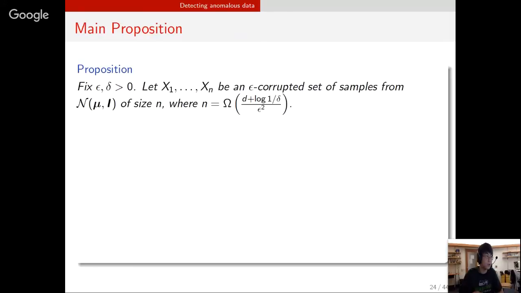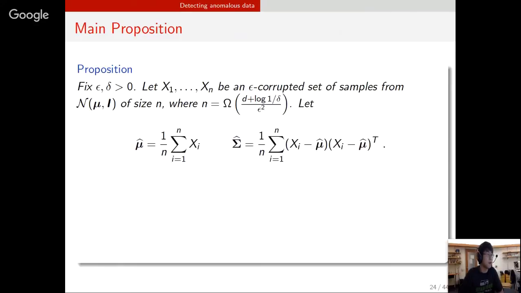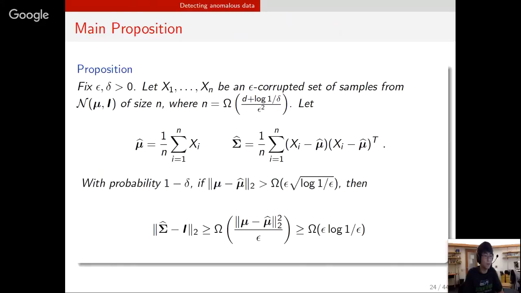So here's the proposition that makes this a bit rigorous. Given an epsilon corrupted set of samples from a Gaussian with mean mu and covariance matrix identity, of size n, where n is this number, don't worry about it, but this is what you need, and it's pretty much optimal. Then let me form the empirical mean and empirical covariance of this corrupted set of points. Okay? The proposition says the following.